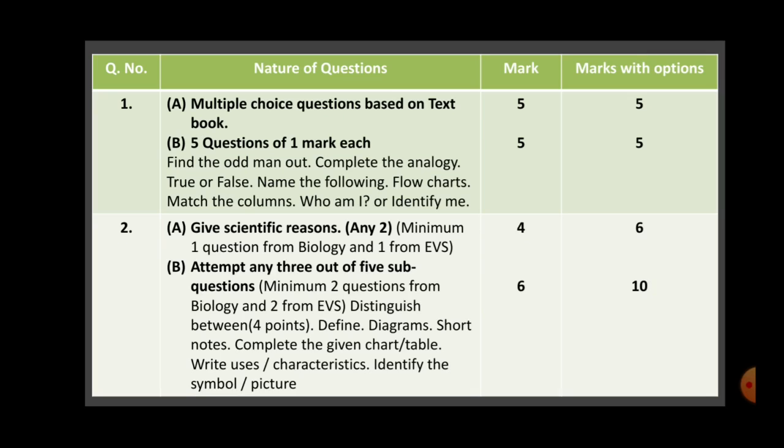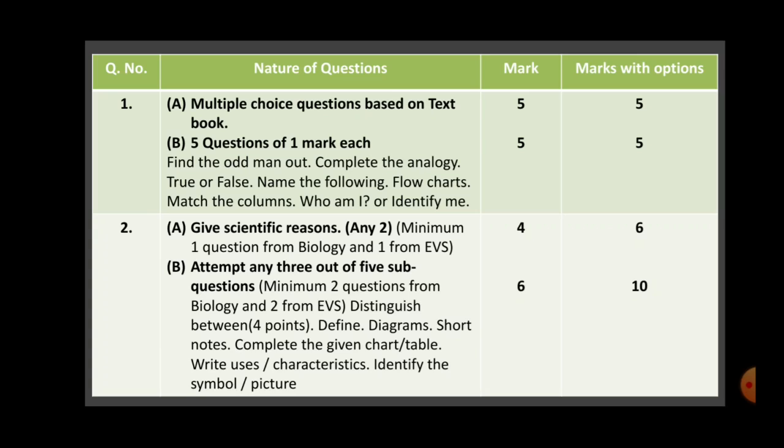Next can be name the following. Flowcharts can be asked. Then match the columns or match the pairs. Here also A column you copy as such and B answers you write in front of the A column. Then who am I or identify me. These are the varieties of questions which can be asked in first B.